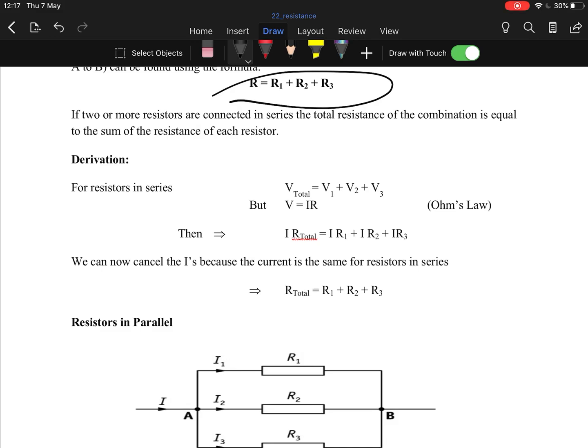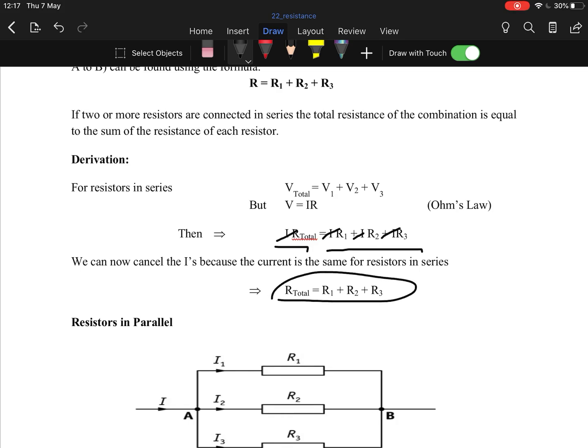Show that resistors in series add up, and what you say is, well, voltages in series add up. V equals V1 plus V2, V equals IR. Okay, V equals IR, that's in the log tables. So therefore IR total is equal to IR1 plus IR2 plus IR3, divided across by the I's, because all the I's are the same. R1 plus R2 plus R3 equals R total. That's it. That's your derivation.